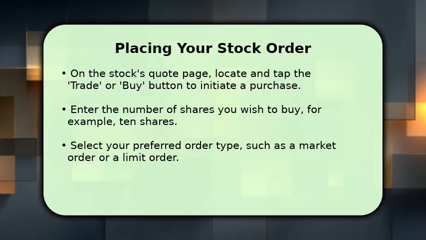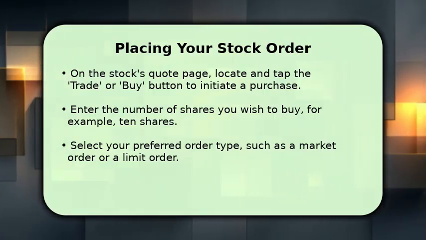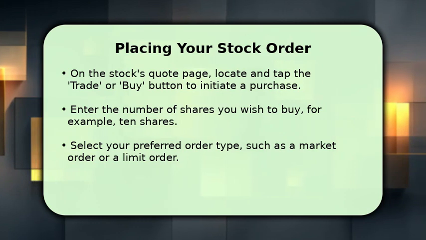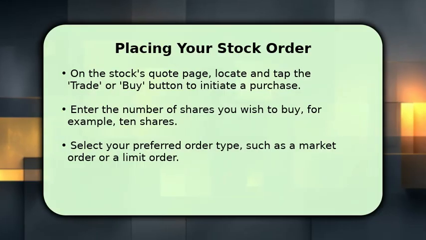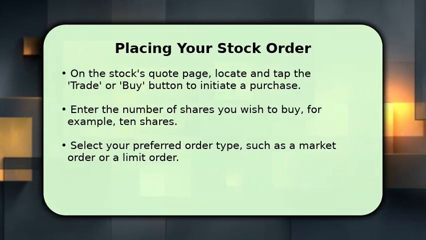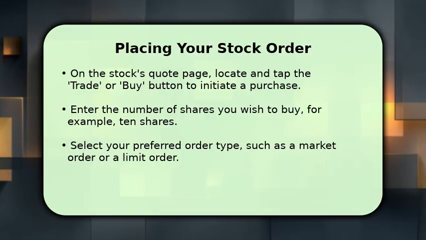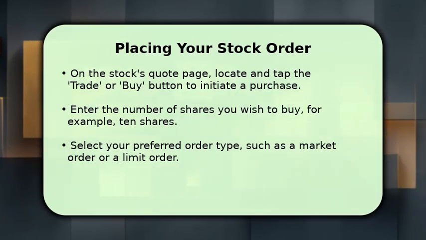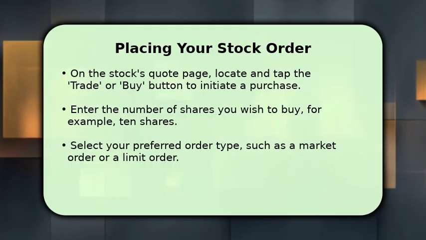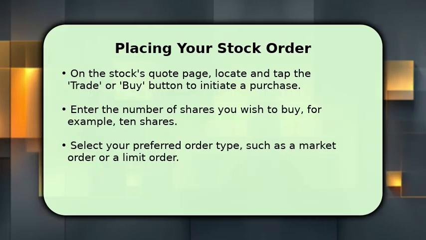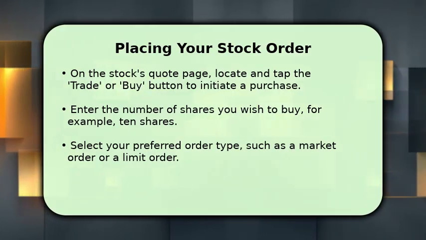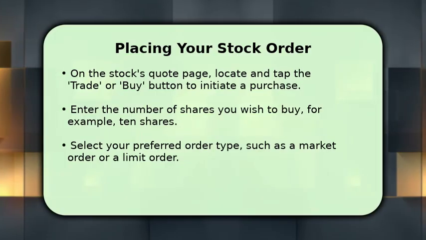Once you have decided on a stock, tap the Trade or Buy button on its quote page. You will then enter the number of shares you wish to purchase. For instance, you might choose to buy 10 shares. Next, select your order type. A market order executes immediately at the best available price, while a limit order allows you to specify a maximum price you are willing to pay, waiting for that condition to be met.